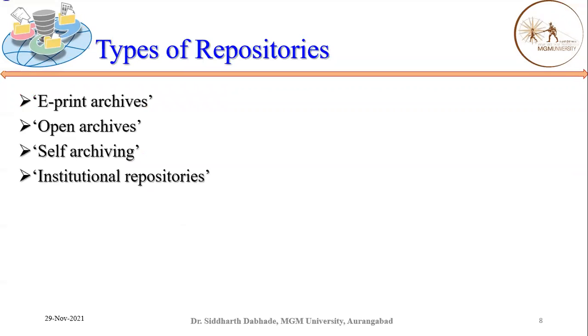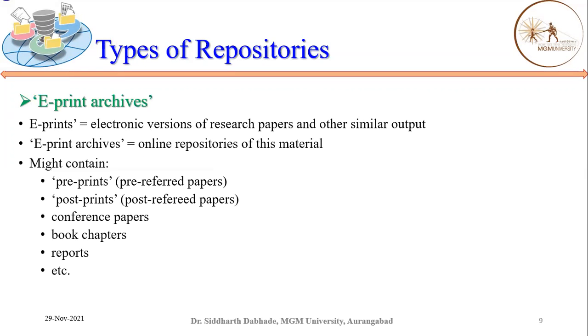Based on what kind of content you are going to store in the repository, it is categorized into different categories. The very first category is e-print archives. The second is the open archive, the third is the self-archive, and the fourth is the institutional repository. Based on what kind of data you are going to store there, it can be categorized. An e-print is nothing but the electronic version of your paper.